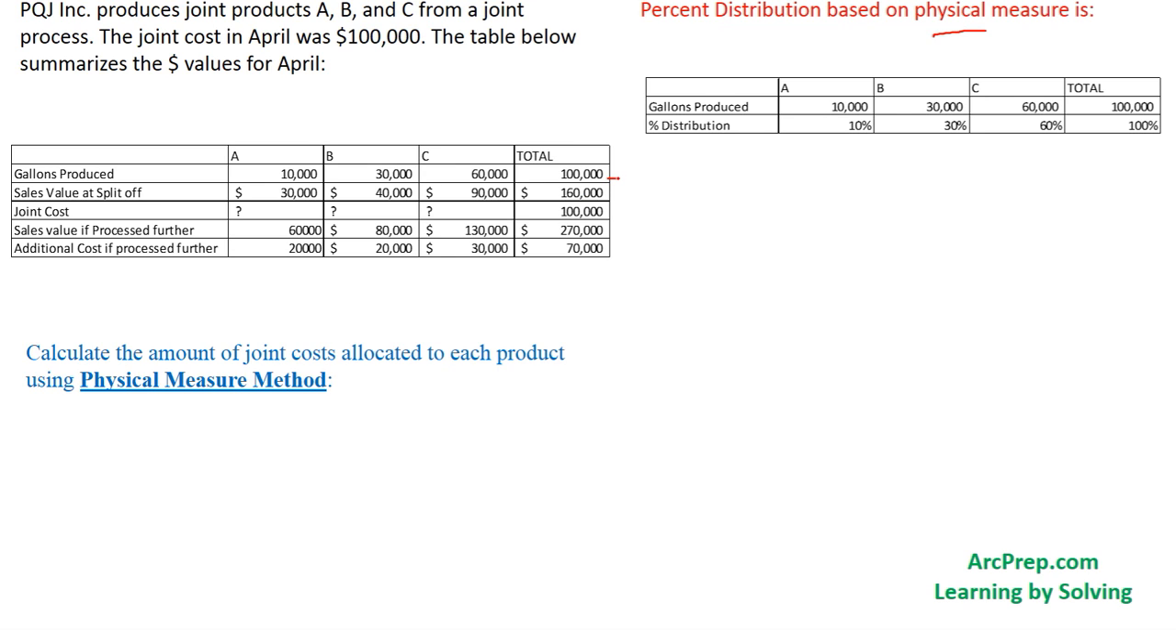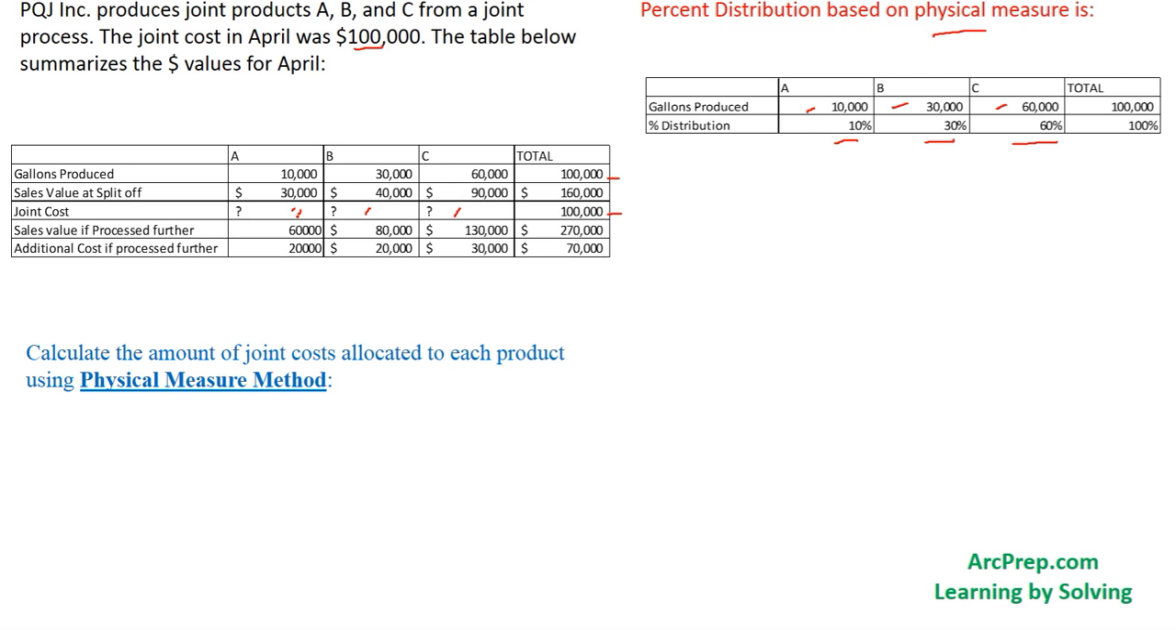We produce 100,000 gallons in total. And product A is 10,000, B is 30, and C is 60. So it's simple math. From a physical measure perspective, 10% is product A, 30% is product B, and 60% is product C. So all I need to do is distribute this $100,000 by 10%, 30%, and 60%.